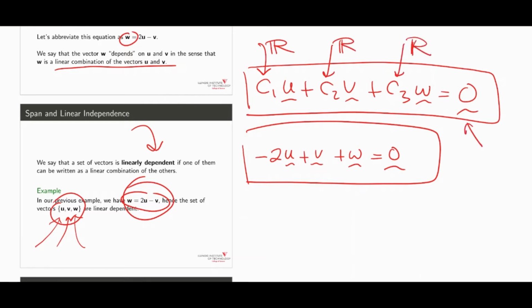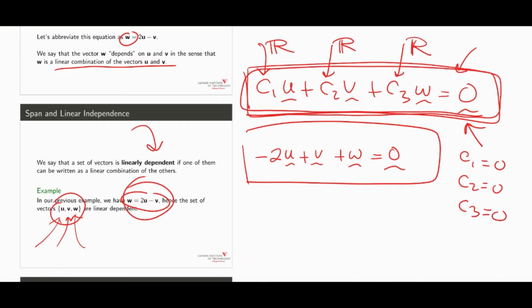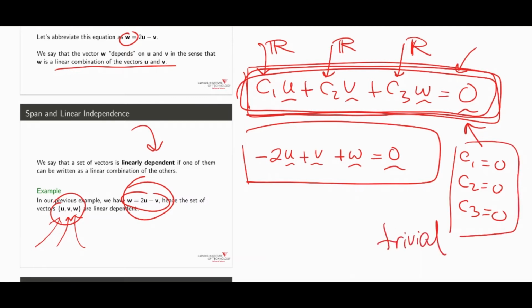Now, if you are looking for C1, C2, and C3 such that this whole thing will be equal to 0, these linear equations obviously have a solution. There's a trivial solution: if your C1 is 0, your C2 is 0, your C3 is 0, you obviously will have 0. So these equations always have a solution, and the easiest way is this. That's the reason why it is known as the trivial solution.